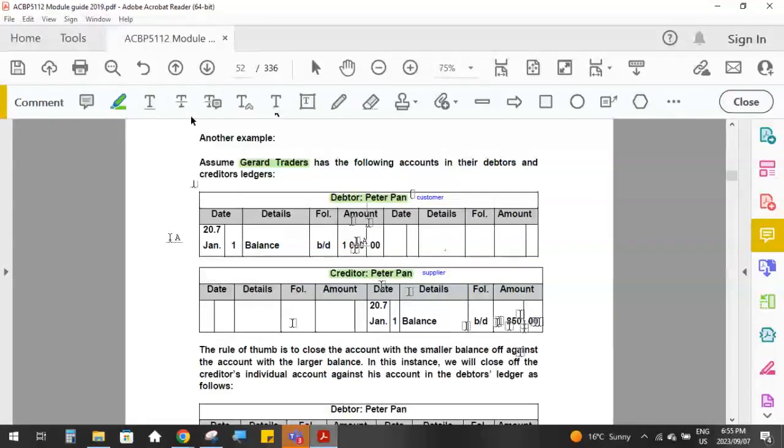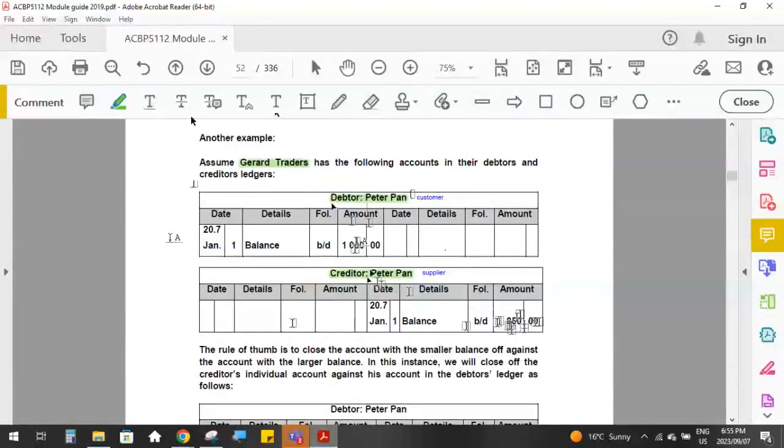Sorry, did I say that the right way around? Creditors control is a credit, so this 850 is a credit and we want to reverse it, so we're going to debit creditors control. Hopefully that's what I said. We are going to debit creditors control, and we are going to credit debtors control.